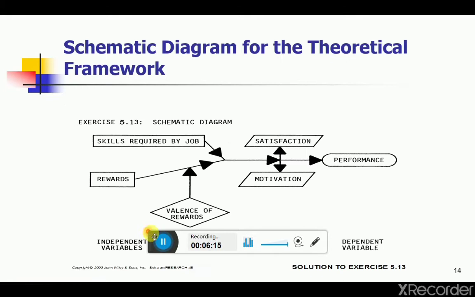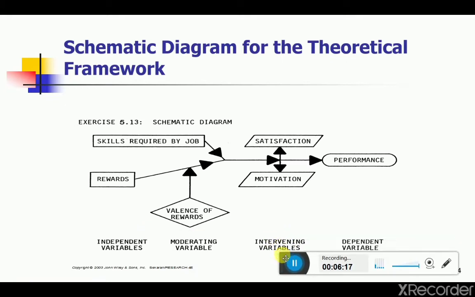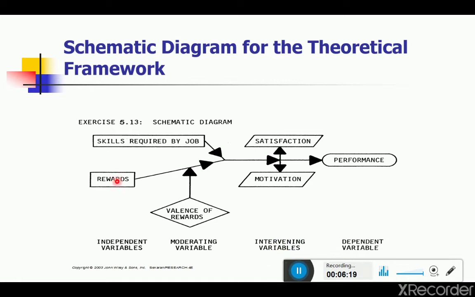Now make your schematic diagram. Here it is: skill required by job and reward both are known as your independent variables. Then valence of rewards, attraction of rewards, is known as your moderating variable. Performance of the employee is known as your dependent variable. But in between the independent variable and dependent variable we have some mediating factors as well, and these mediating factors are known as your intervening variables. So here satisfaction and motivation are simply known as your intervening variables.